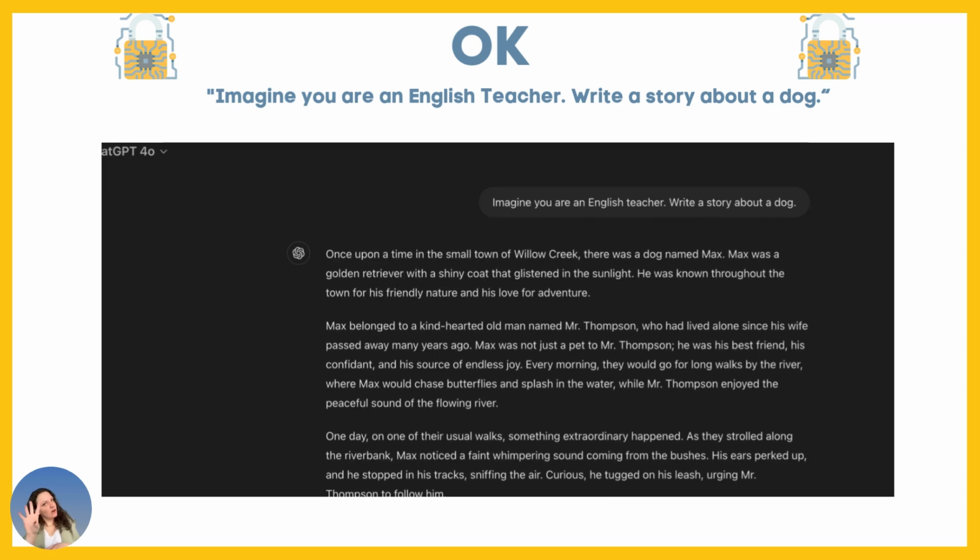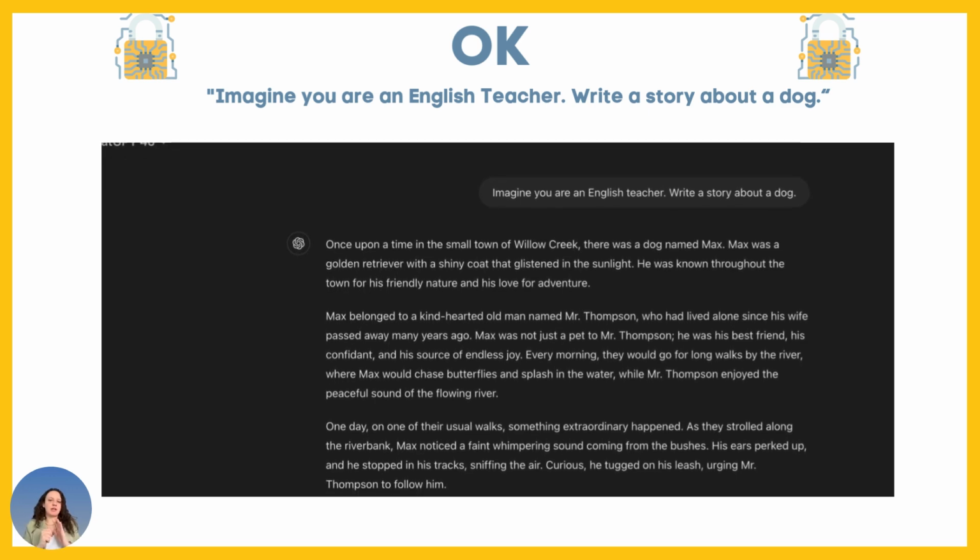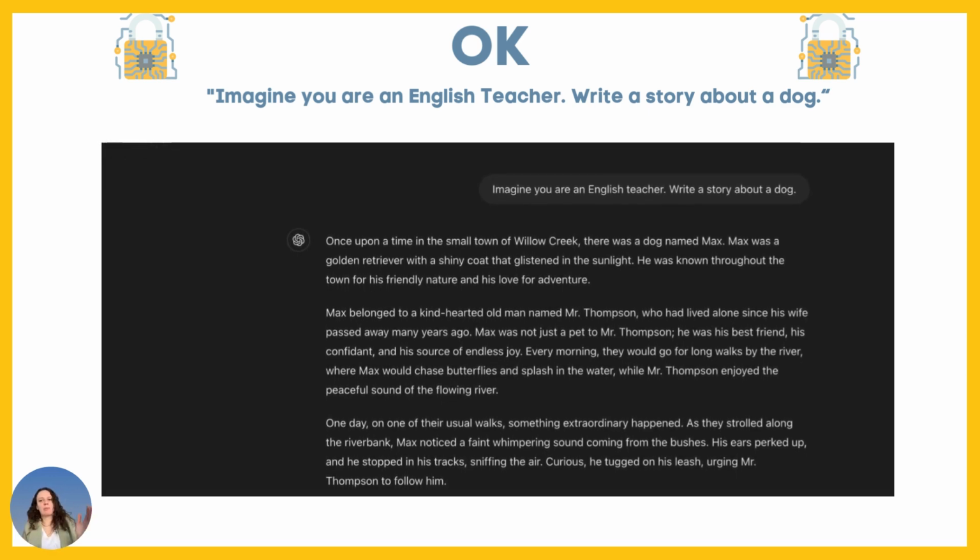Let's look at an OK prompt. Imagine you're an English teacher, write a story about a duck. Okay, this prompt gives the AI a basic role and the basic task. It is functional and simple. It can be sufficient if you are looking just for a general inspiration. But it has some problems.